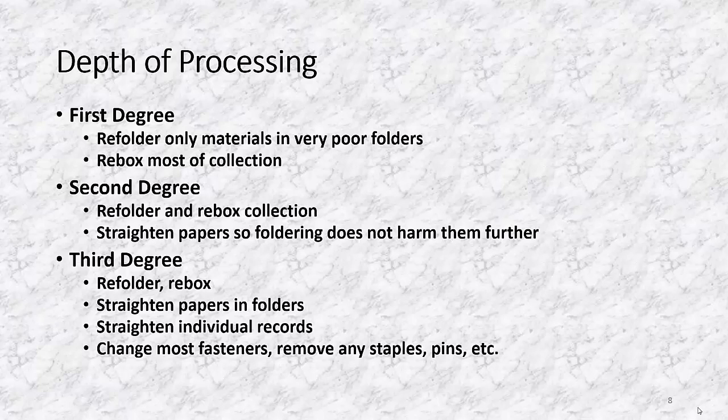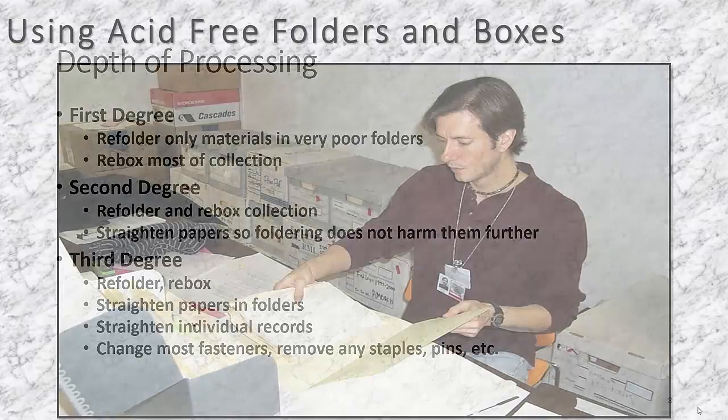Third degree processing is the most significant form of processing. You will refolder and rebox in acid-free folders and boxes. You will straighten individual papers, unfolding them, removing all of the clips and staples and pins, and replacing them with archival quality clips as needed.